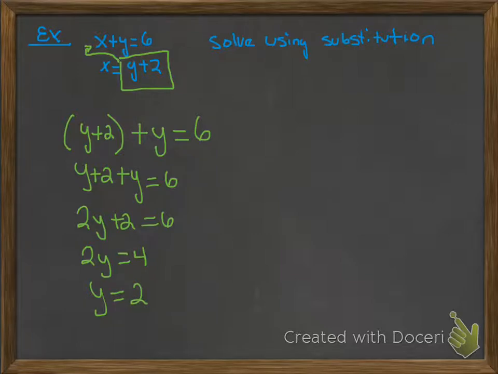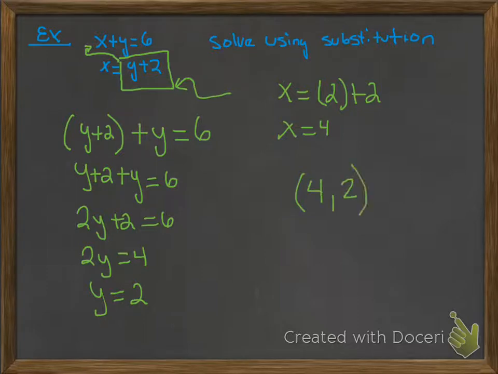I'm not done yet, though, because I need to solve for both x and y. So once I get y is equal to 2, I can plug it back in, and I'm going to plug it into this equation. x is equal to 2 plus 2. So x is equal to 4. So the systems are equal to each other at 4, comma 2. And that is how I solve my systems. Our final piece should be a point.